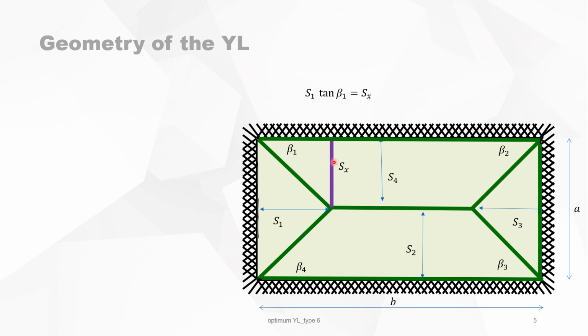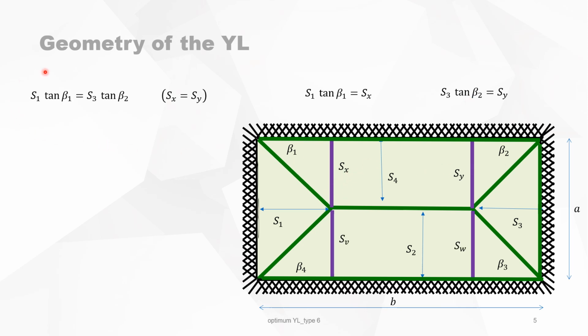The distance Sx is equal to S1 times beta 1 and Sy is equal to S3 times beta 2. So this means, because Sx must be equal to Sy, that you have a connection between beta 1 and beta 2. The same happens with S4, SV and SW. We can do the same arithmetic and we will find this expression here. Combining those two expressions, we find the relationship between the four angles.